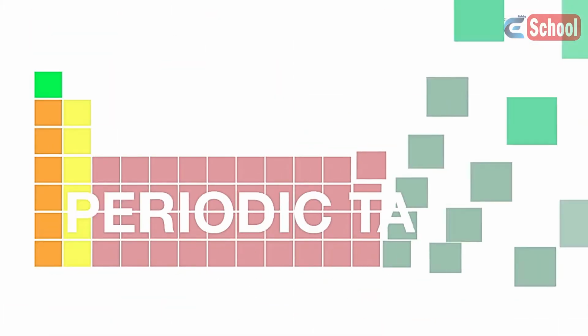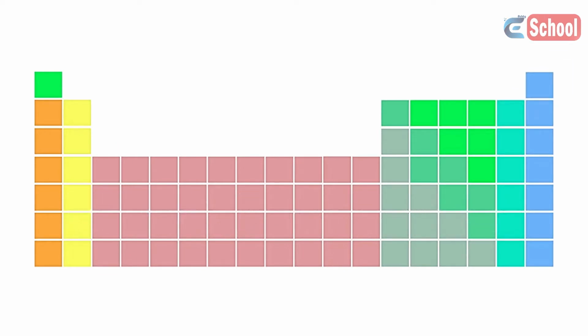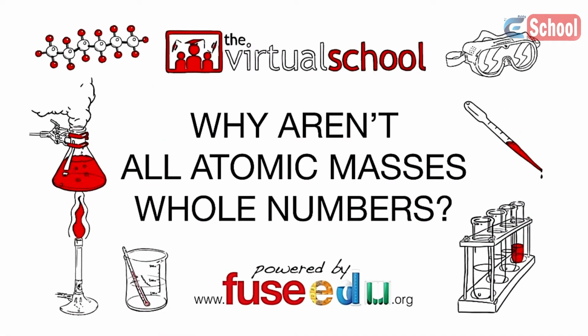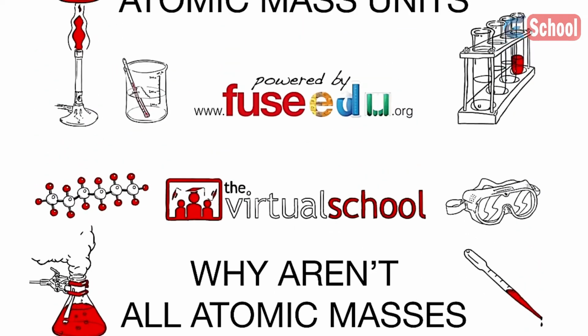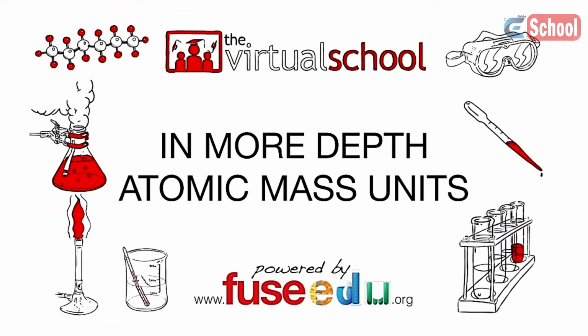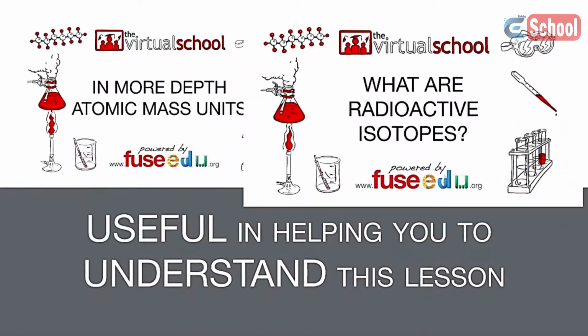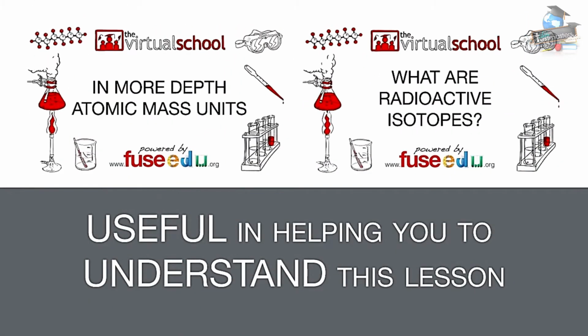As you look through the periodic table, you may have noticed that not all atomic masses are written as whole numbers. This lesson looks at why some elements don't have whole number atomic masses in the periodic table. You may find the lessons in more depth atomic mass units and what are radioactive isotopes useful in helping you to understand this lesson.